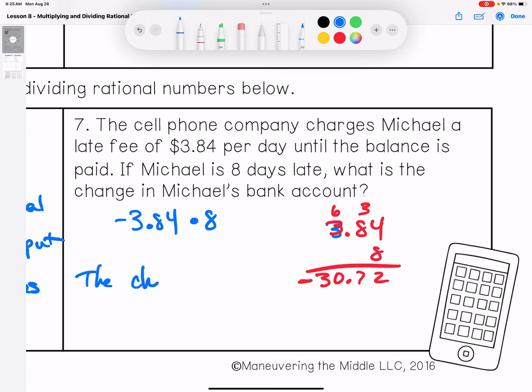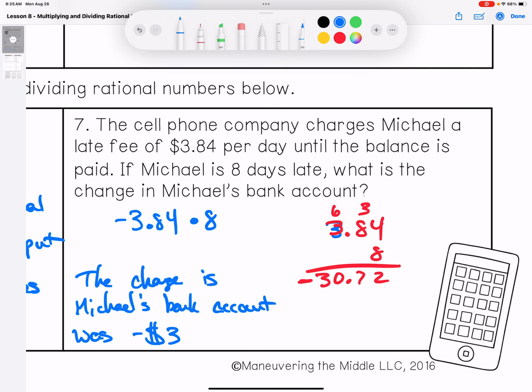The change in Michael's bank account was negative $30.72.